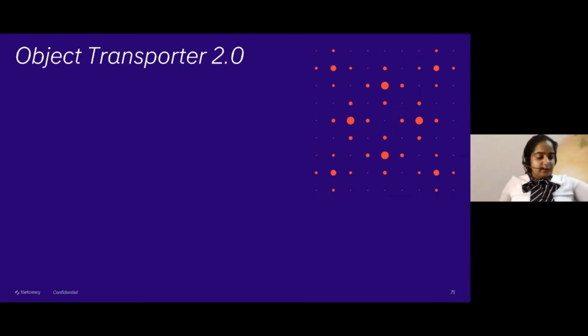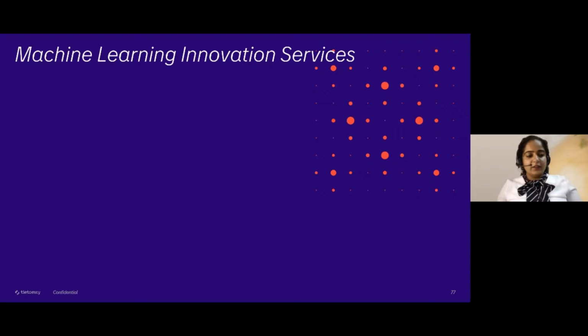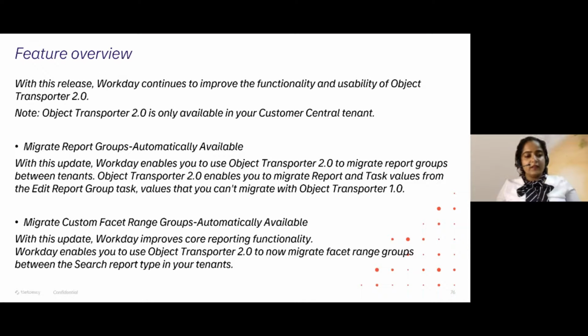Coming to Object Transporter 2.0, with this release, Workday continues to improve the functionality and usability of Object Transporter. This is only available in your Customer Central tenant. It is not available in any other tenants. This helps to migrate report groups. It helps to migrate custom facets range groups. And the meaning of it is that you can only use this to migrate report groups and migrate custom facet range groups. That's it. And these are both automatically available, so you don't need to configure any setup there.